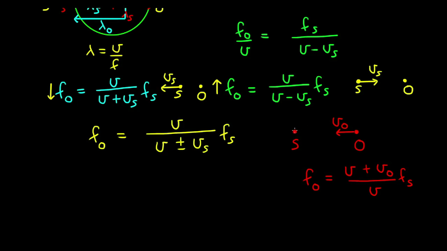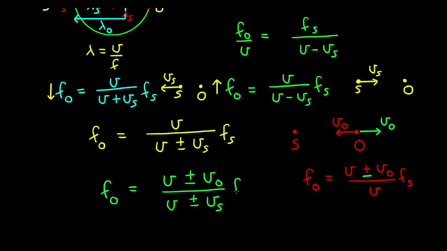So when the observer moves towards the source, then the frequency that's heard by the observer is higher. And if the observer is moving away from a stationary source, then the frequency heard by the observer would be lower. So combining these two equations, we have fO is equal to the speed of sound plus or minus the speed of the observer over the speed of sound plus or minus the speed of the source by the frequency of the source.